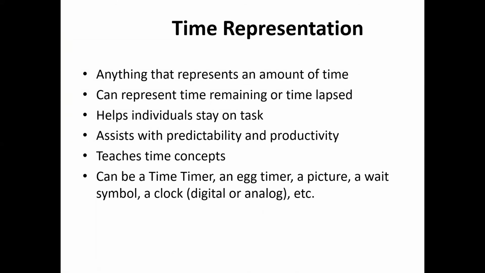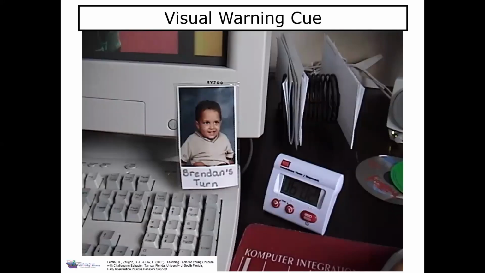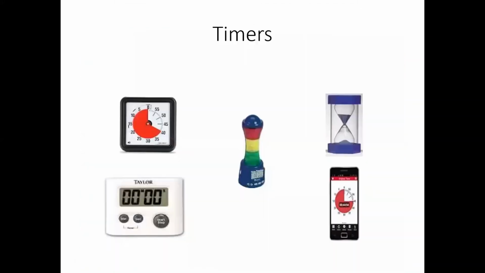So time representation, we can also use visuals to help with showing and understanding time. So this is anything that represents an amount of time. It can present time remaining or time lapsed. It helps the individual stay on task. It assists with predictability and productivity. It teaches time concepts. This could be a time timer, an egg timer, a picture, a wait symbol, a clock, etc. So here we have a digital timer and then a picture. So when the time is all done, it's Brendan's turn.